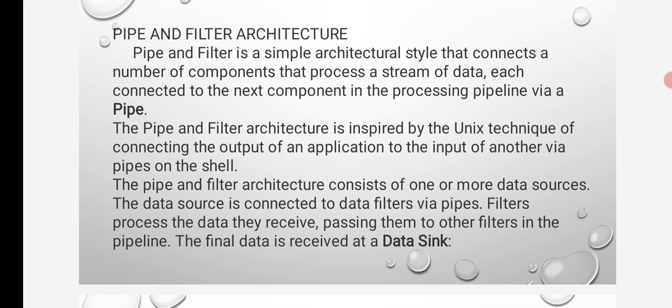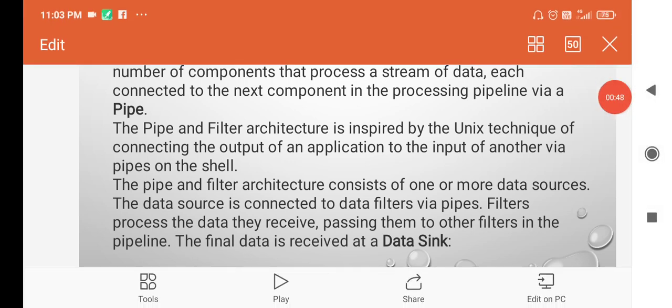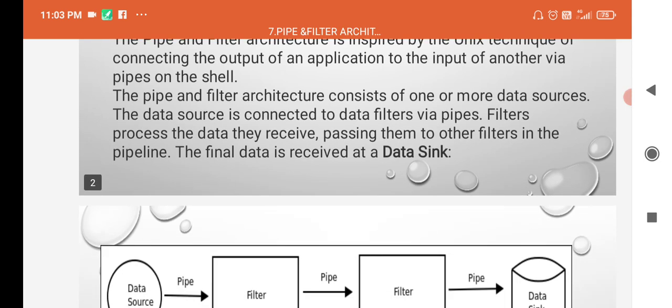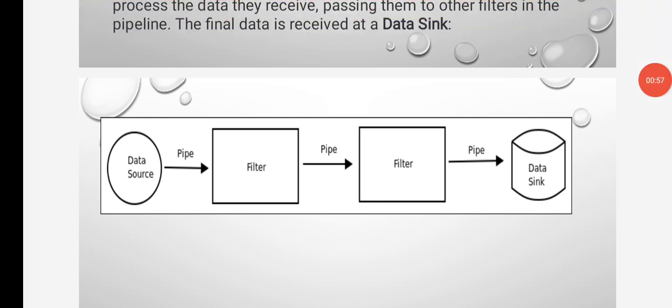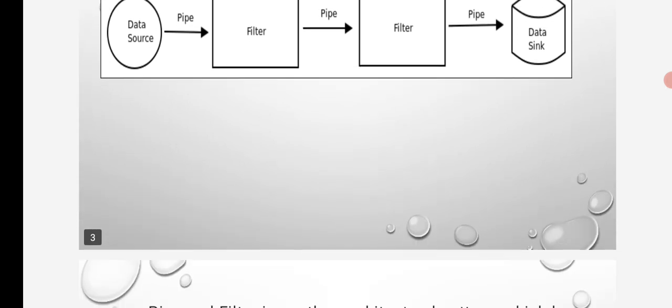The pipe and filter architecture consists of one or more data sources. The data source is connected to data filters via pipes. Filters process the data they receive, passing it to another filter in the pipeline. The final data is received at the data sink. So this is the architecture of pipe and filter, that is data source, filter and data sink.